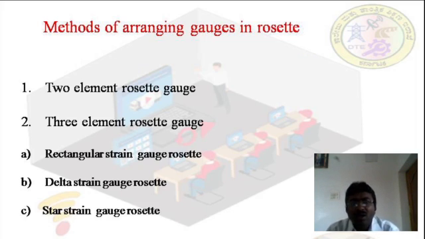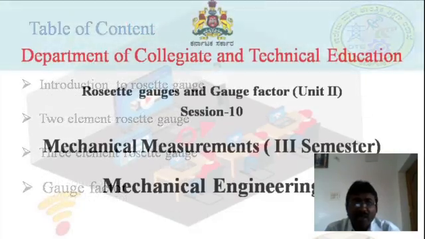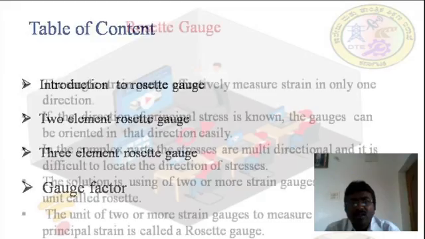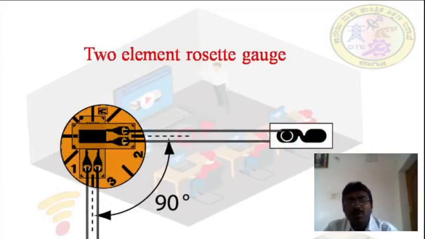So we saw three types in the three element rosette gauge, that is rectangular, delta and star. In that, the rectangular type rosette gauge is more popular, and it is more popular because, comparatively to the other two types, it is more accurate and more simple.